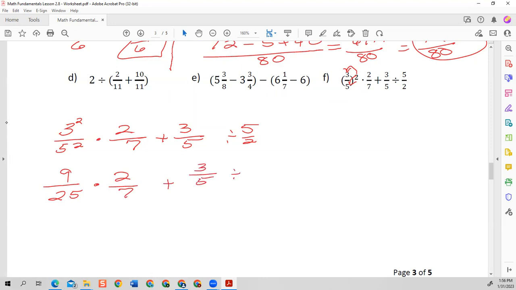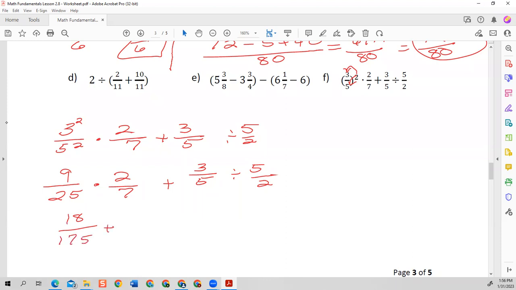Now, some of you are going to do multiple steps in one. That's fine. Just be very careful. I'm going to go ahead and multiply across. I have 9 and 2 over 25 and 7. They don't reduce. So 9 times 2 is 18. 25 times 7 is 175.